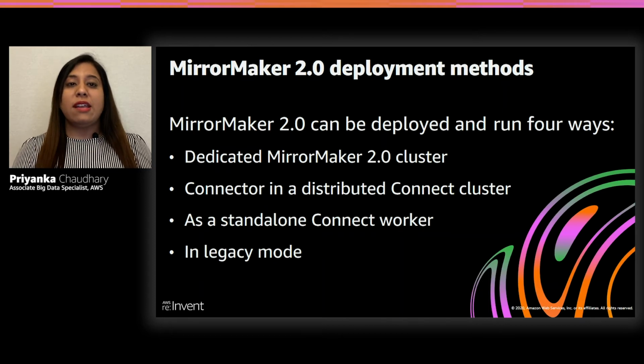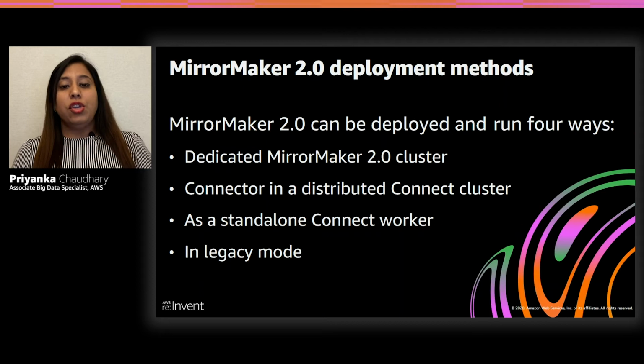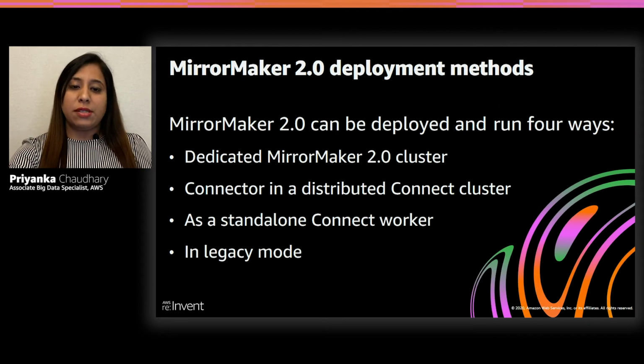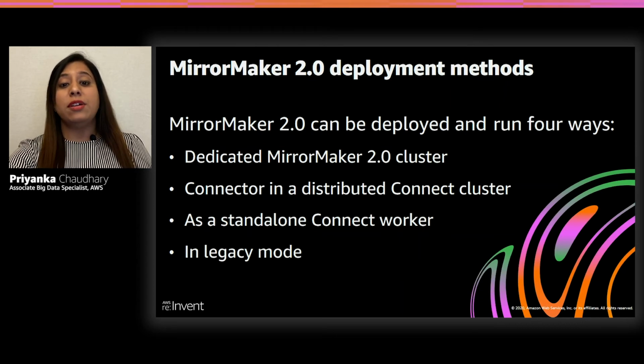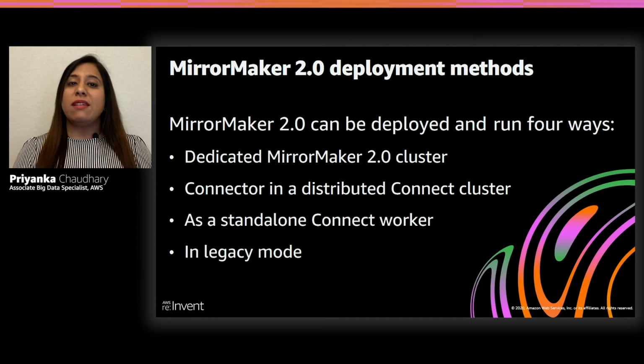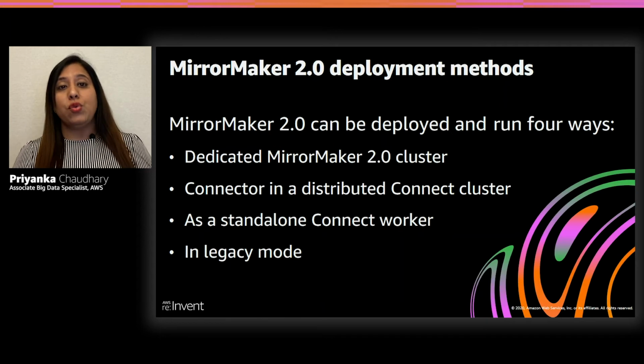In this mode, if you already have a Connect cluster, you can utilize that Connect cluster to configure MirrorMaker 2.0. Number three, as a standalone Connect worker. In this mode, if you have a single Connect worker, you can configure it with the mirror source connector, which we discussed in our last slide, and it can be used for single node clusters. So if you want to do some lower level testing, you can use it for single node clusters.